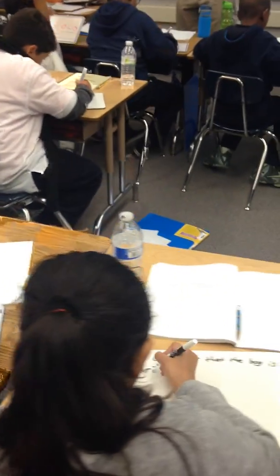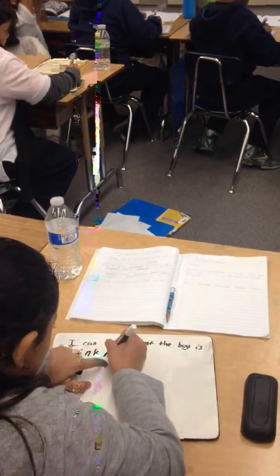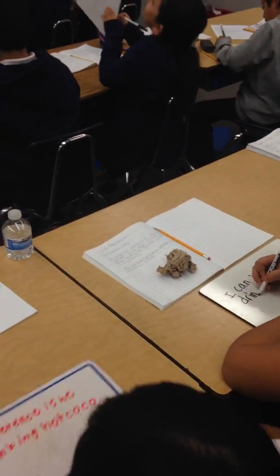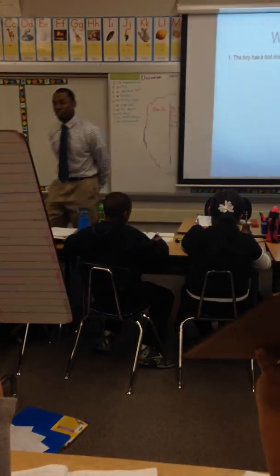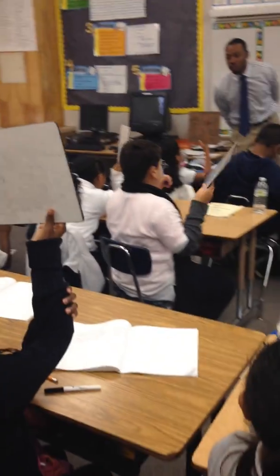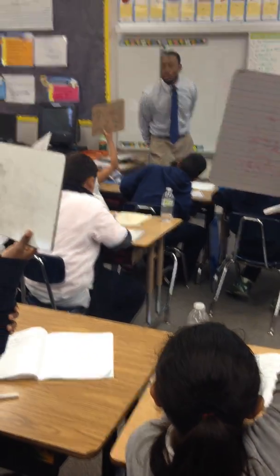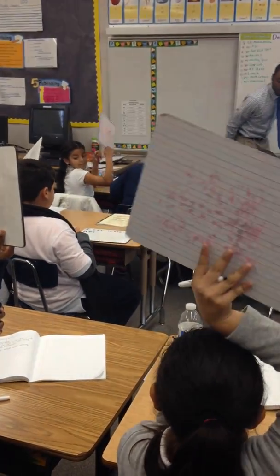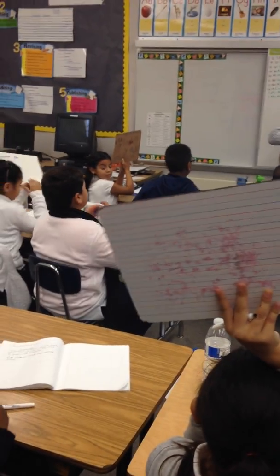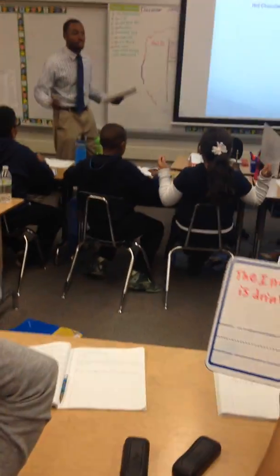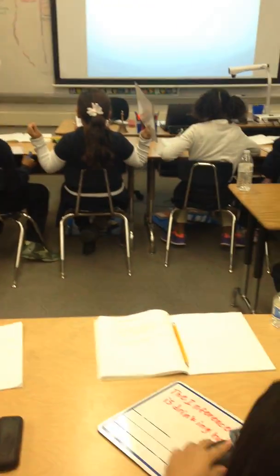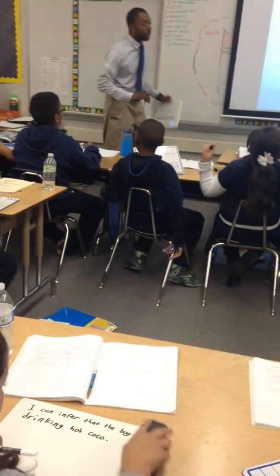10, 9, 8, 7, 6, 5, 4, 3, 2, 1. Hold them up. Even if you didn't finish. Oh, I love that. I love how you started with I can infer. That is awesome. I can infer that he's, well, go ahead and finish it, Kevin. He's what? No, tell me. Well, let's see. Hot chocolate, or in other words, hot cocoa. Awesome. Yes, you did.